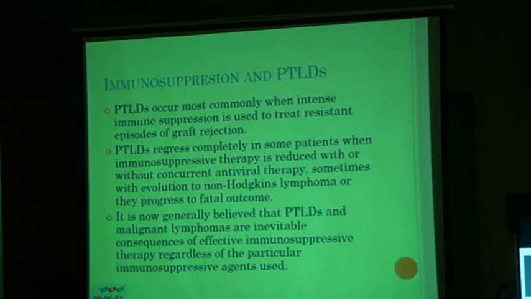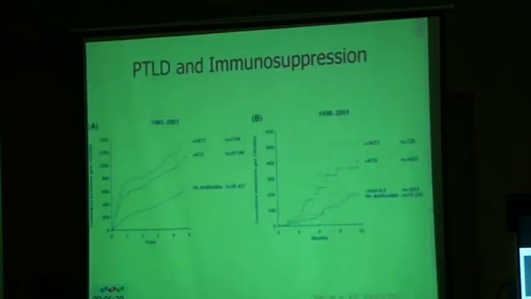Post-transplant lymphoproliferative disease regresses completely in some patients when immune suppressive therapy is reduced, with or without concurrent antiviral therapy, and on the contrary, some cases will not regress and could be fatal. It is now generally believed that post-transplant lymphoproliferative disease and malignant lymphoma are an inevitable consequence of effective immune suppressive therapy, regardless of the particular immunosuppressive agent used. So we are paying for better graft survival, but we have malignancy.